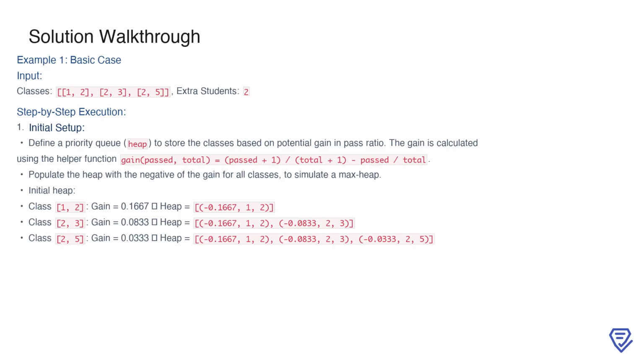For the given input, we calculate the gain for each class. For class 1, 2, the gain is approximately 0.1667. For class 2, 3, the gain is 0.0833, and for class 2, 5, it is 0.0333. These gains are inserted into the heap, resulting in the initial heap structure where the class with the highest gain, 1, 2, is at the top.